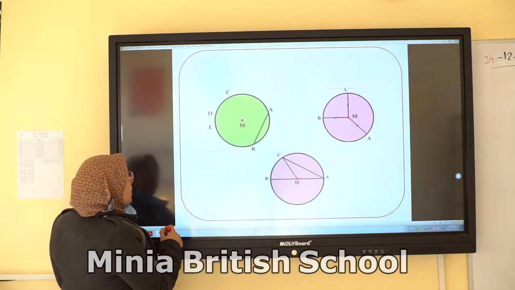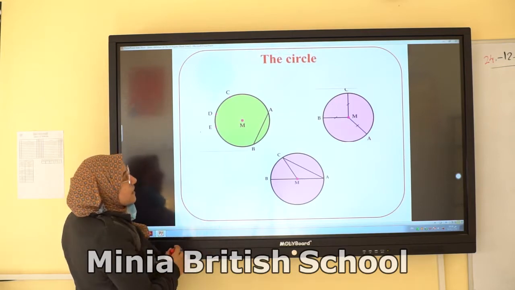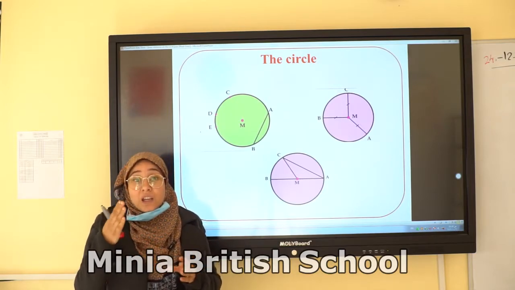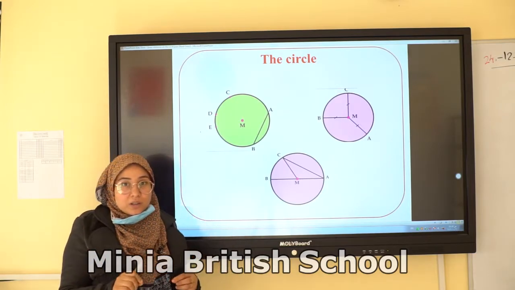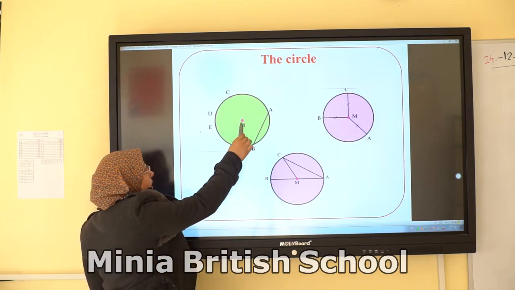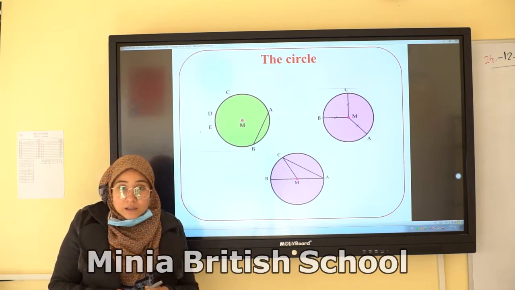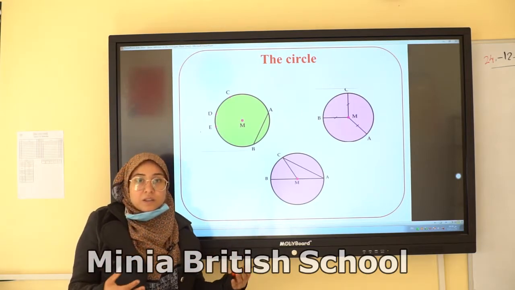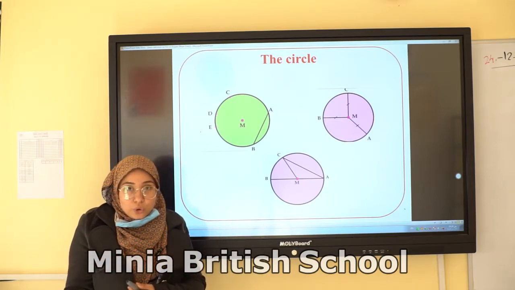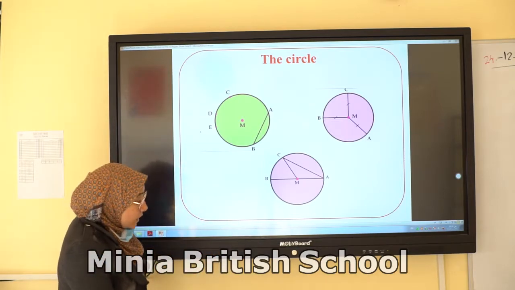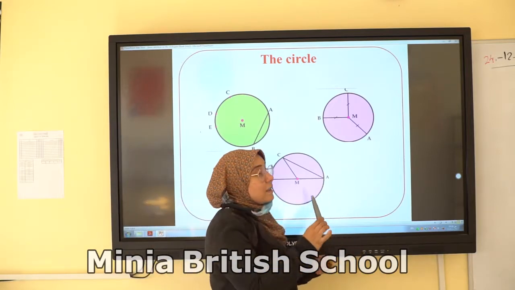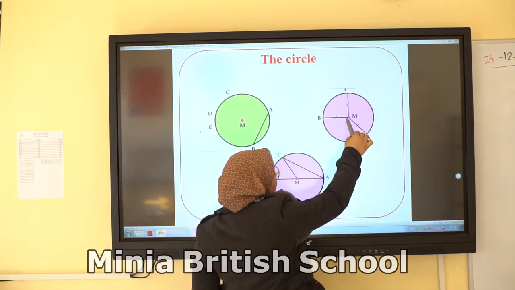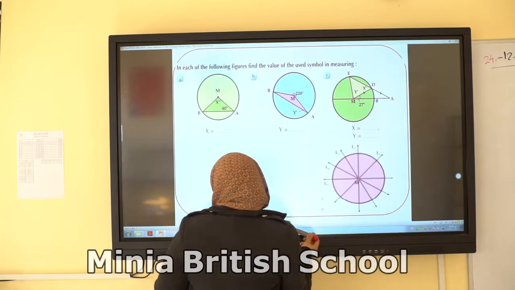First, what is the meaning of circle? A circle is the set of points which are equidistant from a fixed point. The fixed point here is called the center of the circle. In the circle we have some concepts: radius, diameter, and chord. What is the meaning of radius? Radius is the distance or line segment joining the center of the circle and any point on the circle.